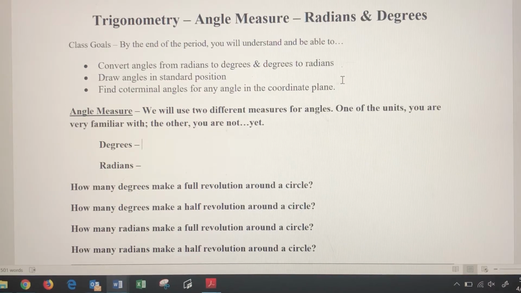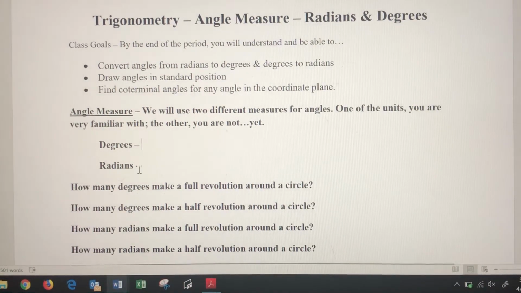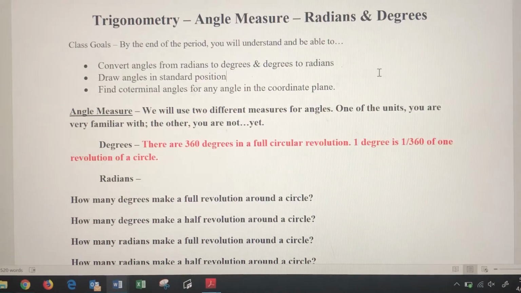All right, so first thing with angle measure. In geometry we just talk about degrees, but in trigonometry we talk about both angle measures. We have to be able to deal with degrees, and we have to be able to deal with radians. So let's define both of those first. Degrees, we know what angle degrees are. Let's talk about them in terms of full circular revolution. You guys know a circle has 360 degrees of measure, and 1 degree is 1/360th of that full revolution.